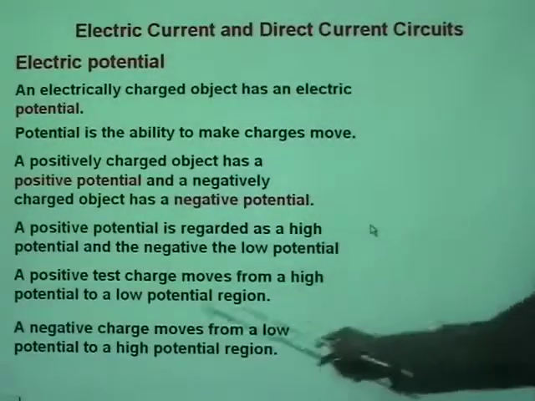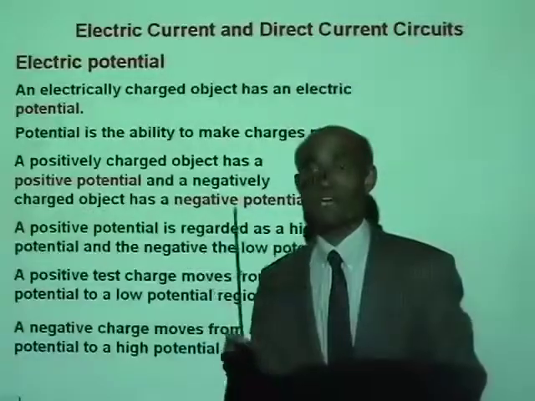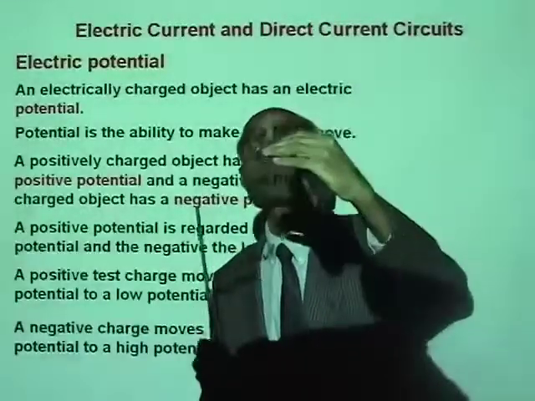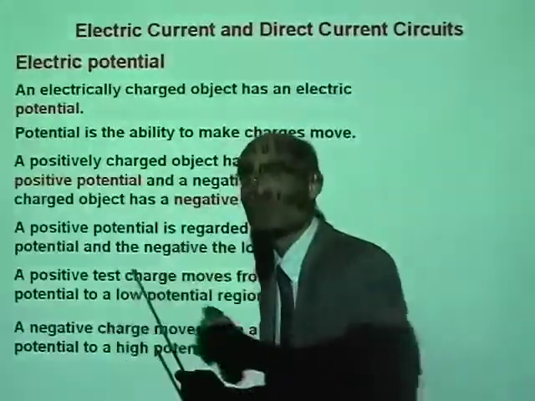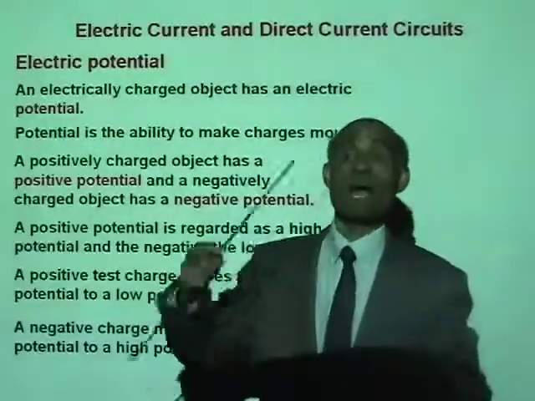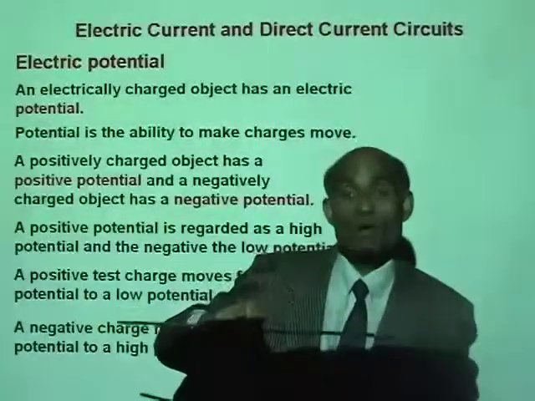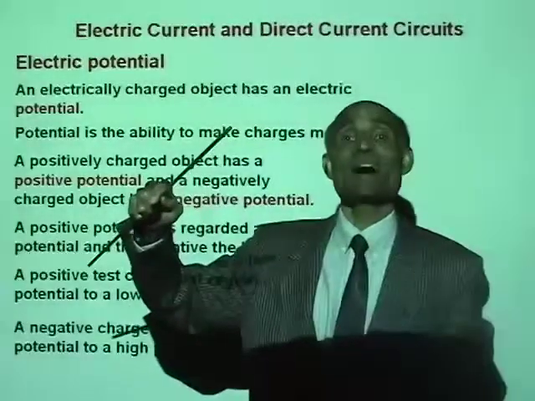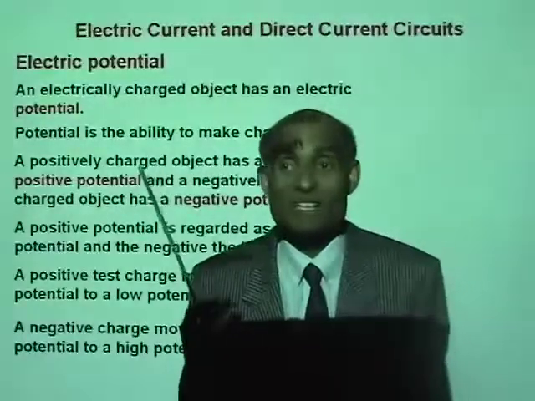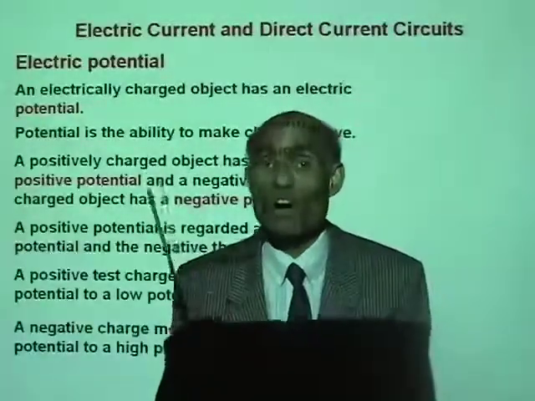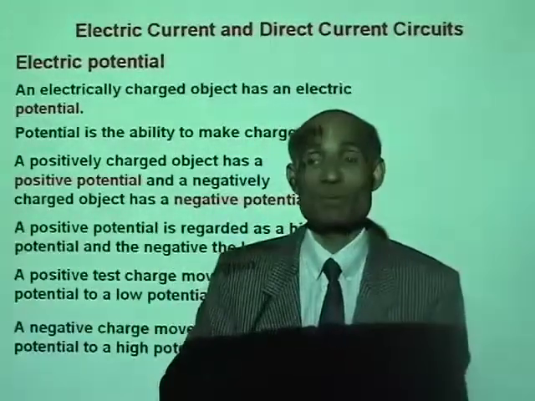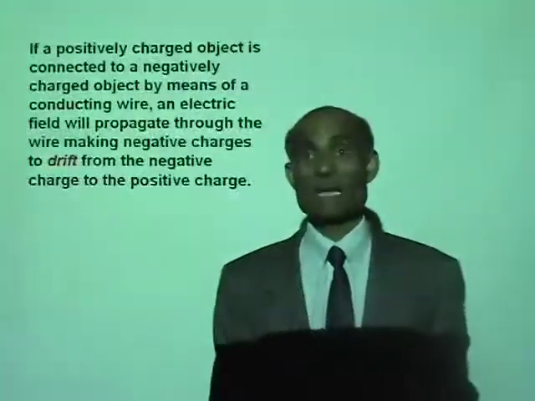Now, a negative charge on the other hand, if a positive charge will move from a high potential point to a low potential point, a negative charge will then move in the opposite direction, from a low potential point to a high potential point. Well, unfortunately, in electricity, it is the motion of the negative charges that constitutes the electric current. Is that right? Okay.